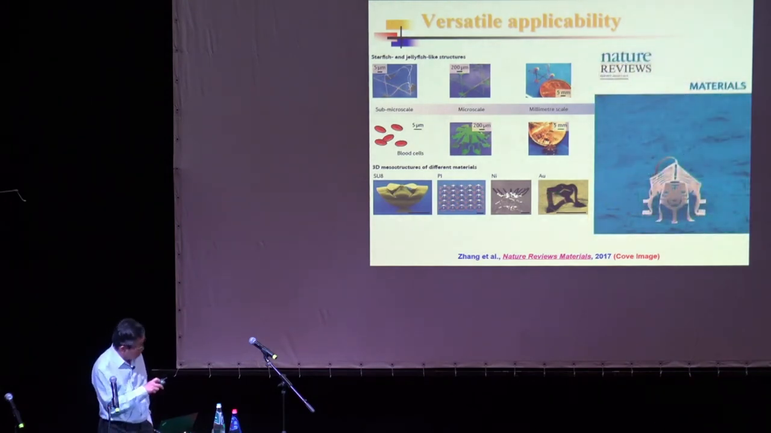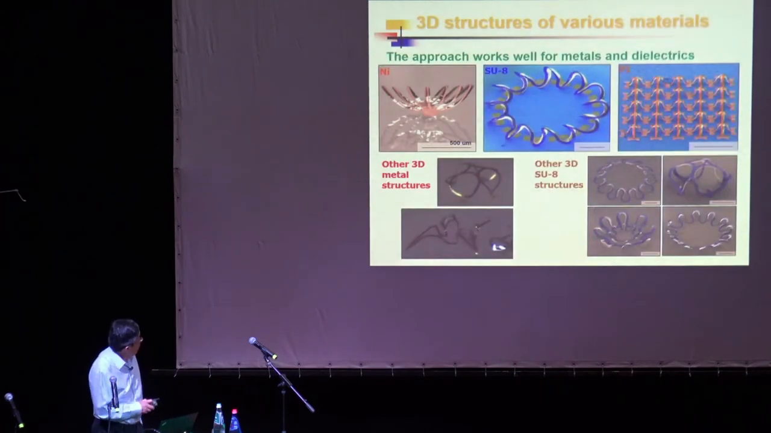We see the shape of a tiger. It was a 2D shape and pops up into a 3D tiger. So this is just to demonstrate this method works for 3D, for different materials. This is for nickel.